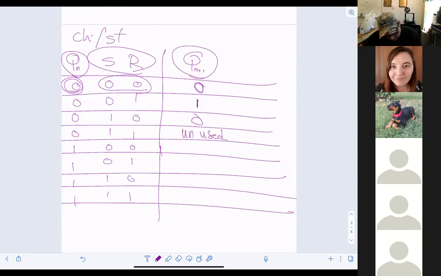Again, 0, 0, the current state is 1, next state 1. 0, 1, 1. 1, 0, 0. 1, 1, unused. So what I did now, I filled in front of you the characteristic or the state table. It depends on which source or reference you are using. Any questions so far?